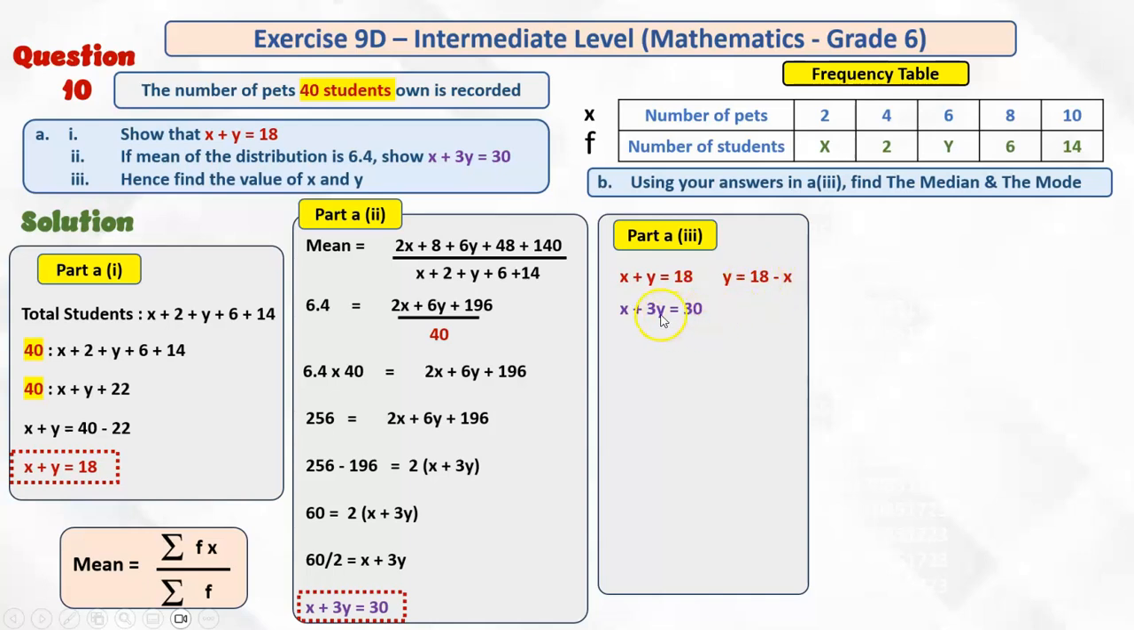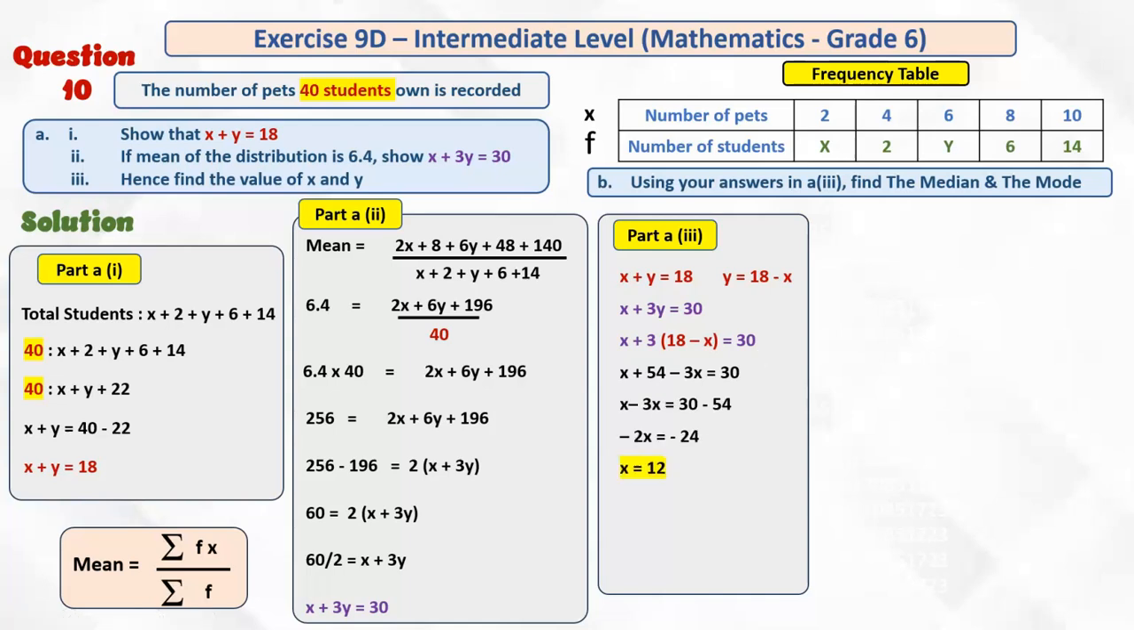We can insert this value of y into this equation. So this equation becomes x plus 3 times (18 minus x) equals 30. Now solving this equation further, we get x equals 12. And once we have this answer, putting the value over here, y is equal to 18 minus x, y is equal to 18 minus 12, and the answer becomes y equals 6. Now we have the values of x and y. We can now find the median and the mode.